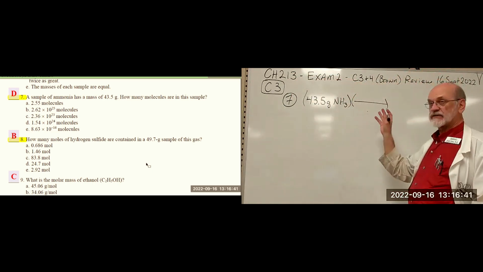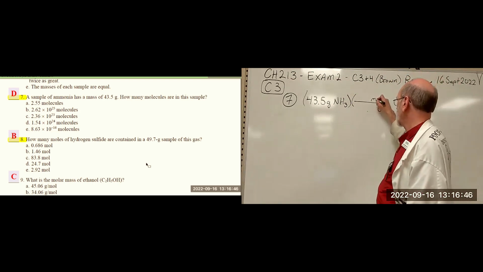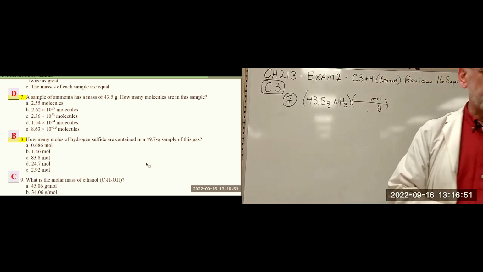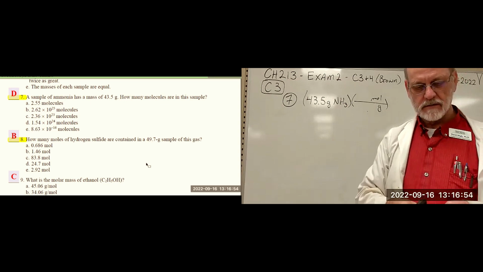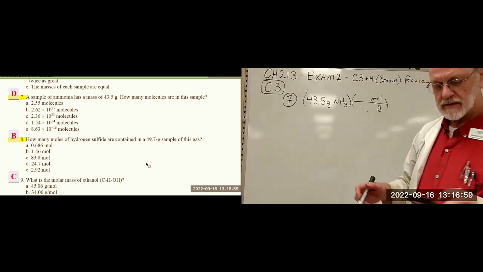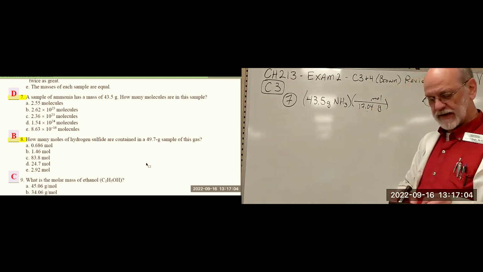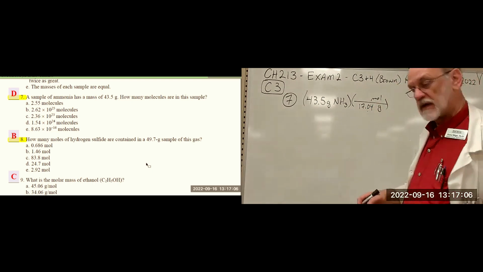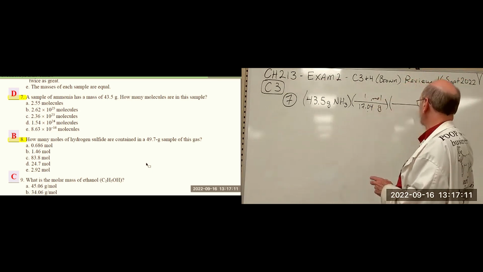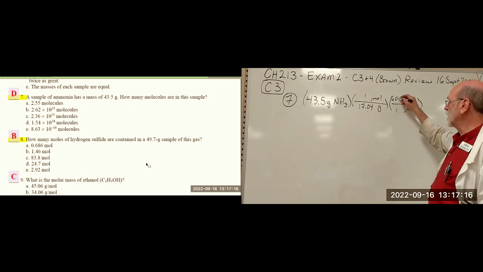Well, to go from mass to numbers, you always use the molar mass. So what's the molar mass of ammonia? Nitrogen is 14.01, and 3 hydrogens is 3.03. So that's 17.04. Divide that into 43.5. It'll give you the number of moles, but we need the number of molecules, right? So the magic number there is Avogadro's number.